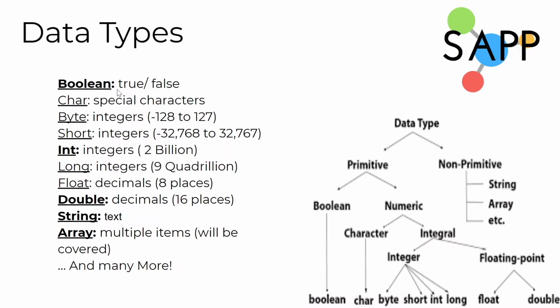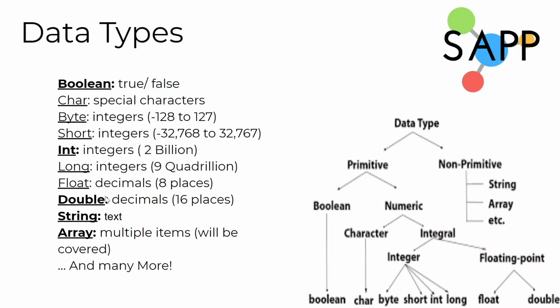Boolean is just true and false. They're used mainly in if statements, and you'll learn about them later. It's like, if true, then do this. And char is basically special characters. Now, byte, short, int, and long are all integers, but the thing that separates them from each other is that they each have a different value range. For instance, you see that byte is integers, but it only holds numbers from -128 to 127, and it goes higher up until it reaches 9 quadrillion.